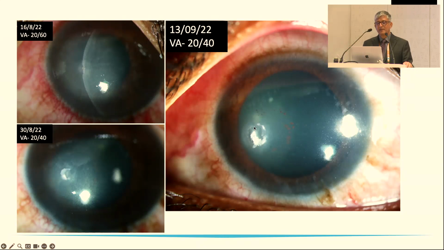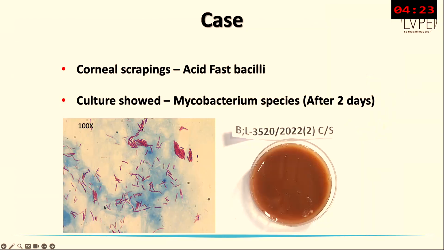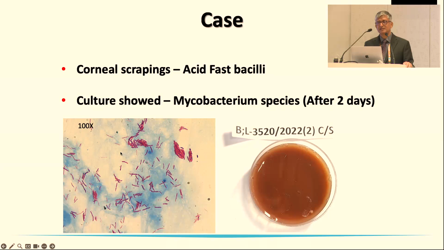And I think if you pay attention to this lesion, a very small lesion here became worse and now has completely, as if, chalky white deposits present. That made us suspect that we are dealing with something which is not letting this epithelial defect heal. We did corneal scraping and found multiple acid-fast bacilli.